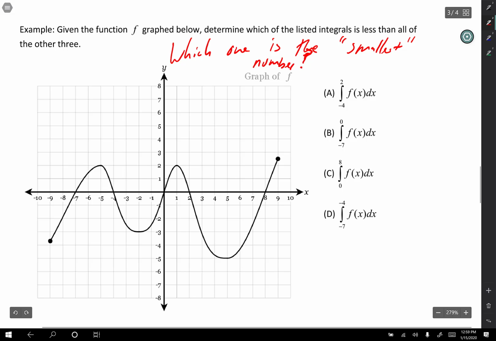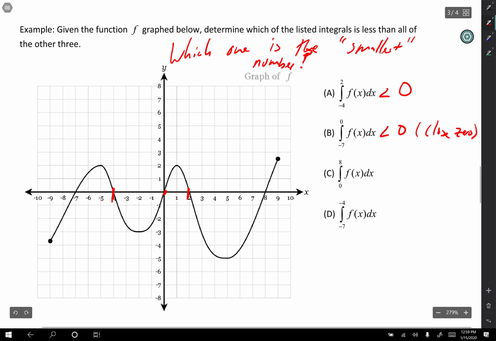All right, letter A, negative 4 to 2. From negative 4 to 2, that's definitely negative. So I'm just going to put less than 0. It's not a big negative number, but it's negative. From negative 7 to 0, let's see, negative 7 to 0. That looks like it's definitely negative, but it looks like it's kind of close to the number 0, no? Okay, so I'm going to put close to 0 because it almost zeroes out.